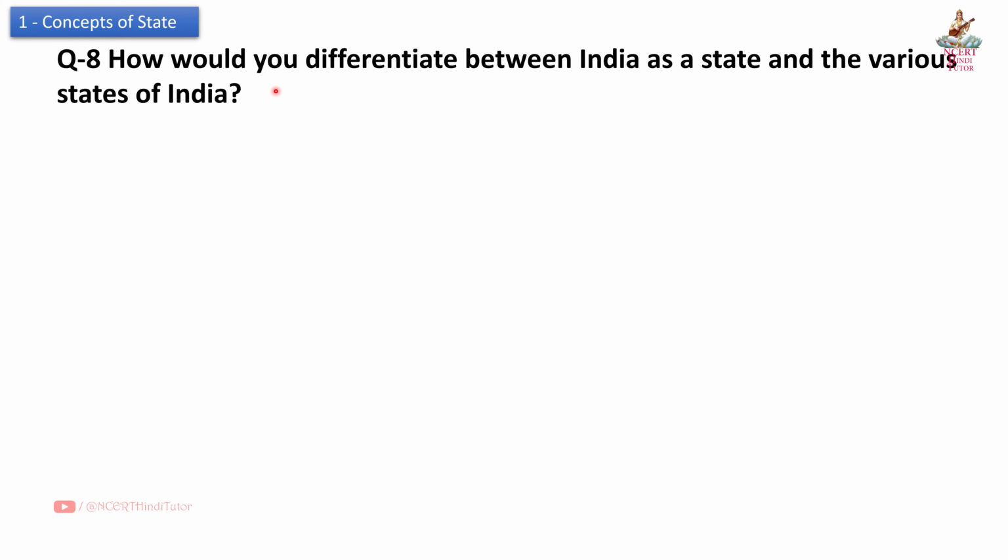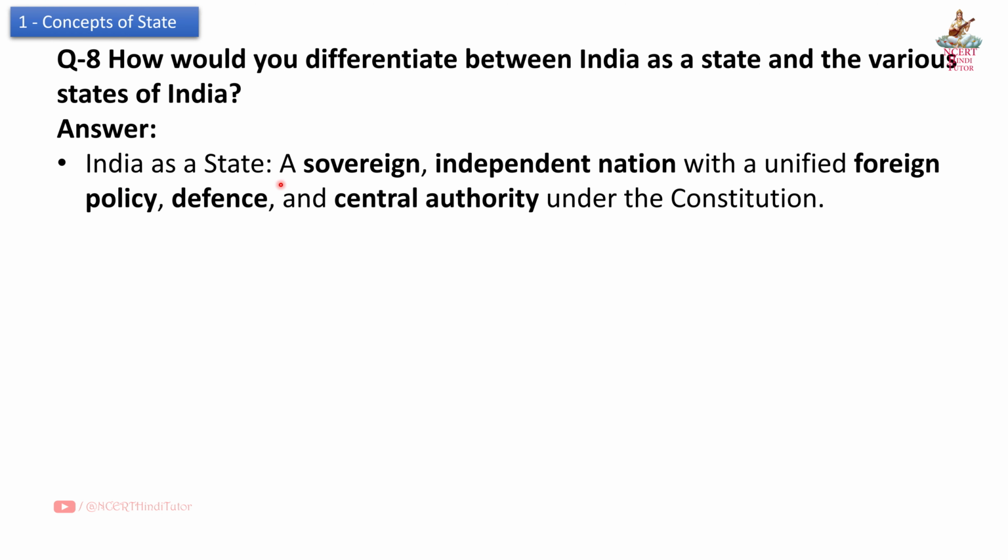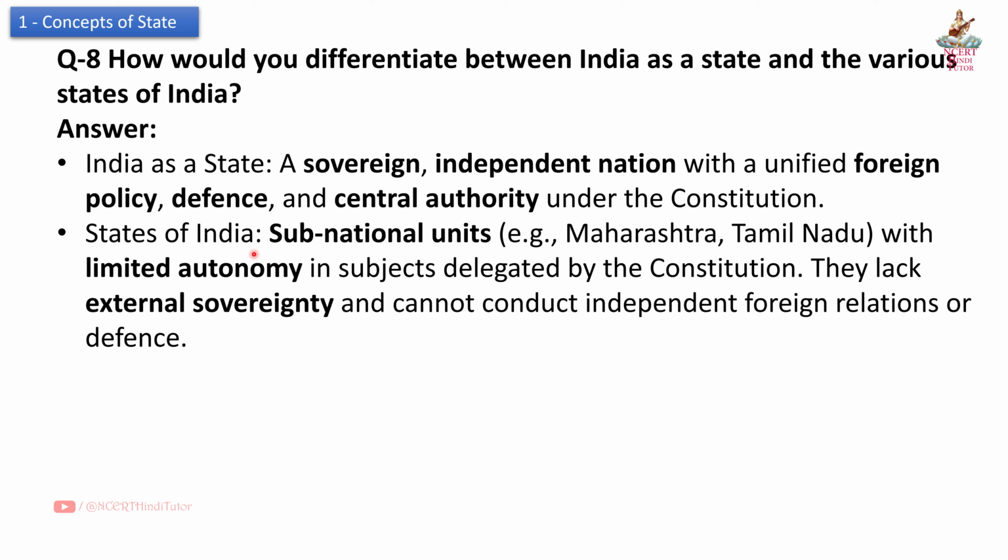Question 8. How would you differentiate between India as a state and the various states of India? Answer. India as a state is a sovereign, independent nation with a unified foreign policy, defense, and central authority under the Constitution. States of India are subnational units, for example Maharashtra, Tamil Nadu, with limited autonomy in subjects delegated by the Constitution. They lack external sovereignty and cannot conduct independent foreign relations or defense.